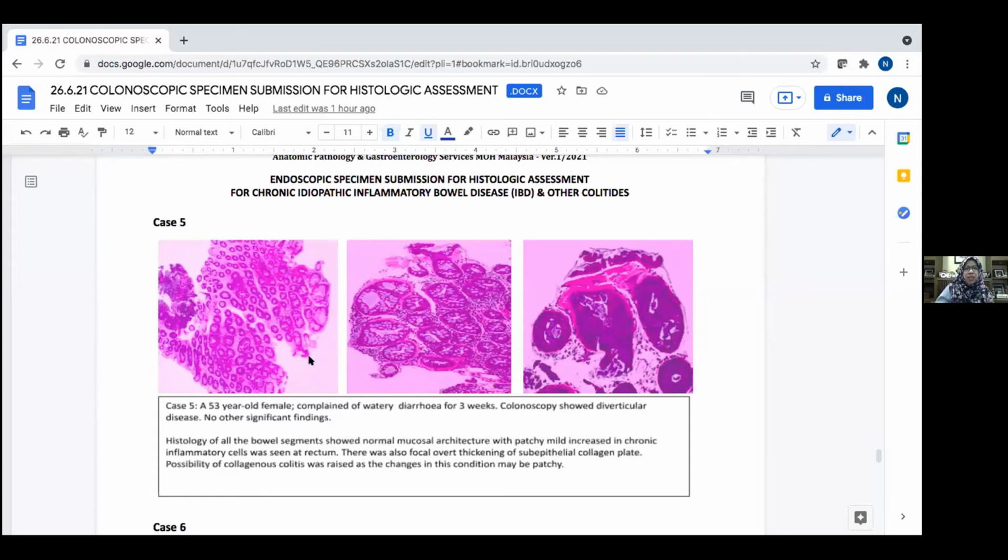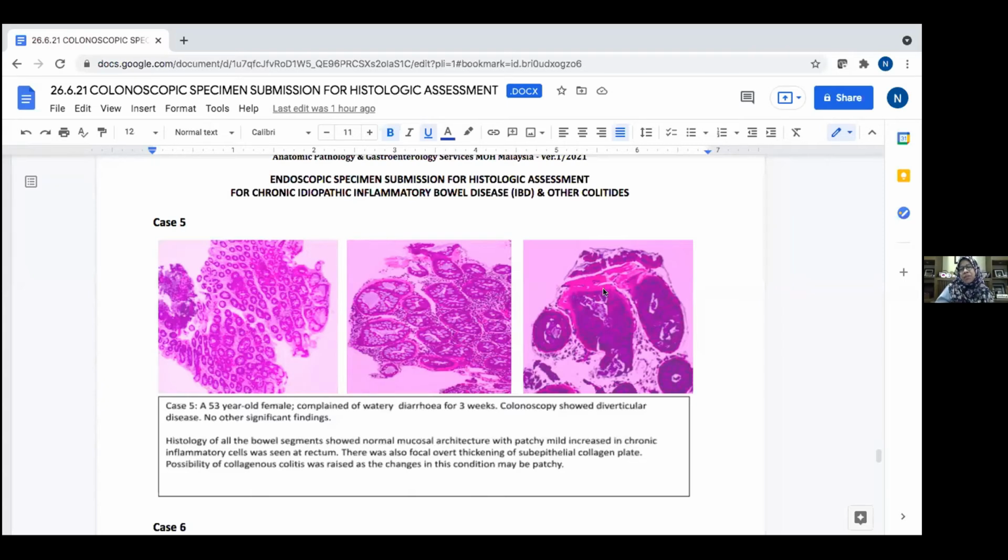Architecture looks okay on low power, not that obvious, but maybe this is a biopsy of the rectum with, if any, very mild, very subtle increase in inflammatory cells. Otherwise, not that obvious at this magnification. Anyway, there is thickening of the subepithelial collagen plate, but it looks quite focal. They biopsied a few areas, but only the rectum shows the change.